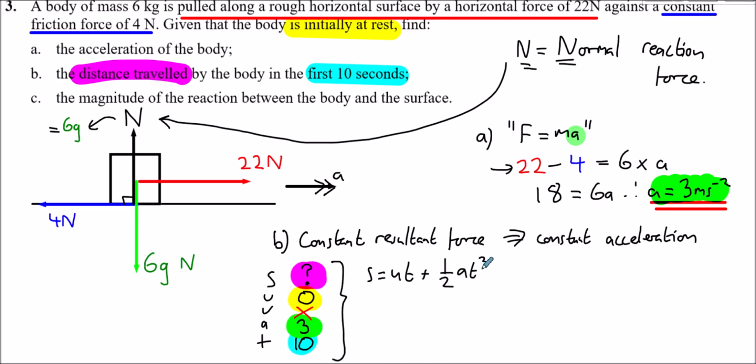That formula will crop up time and time again. It seems that this one is the most favoured by examiners as well, for some strange reason. Perhaps because it's quadratic, so it's got more richness to it. I don't know. So we just plug in what we need to work out.